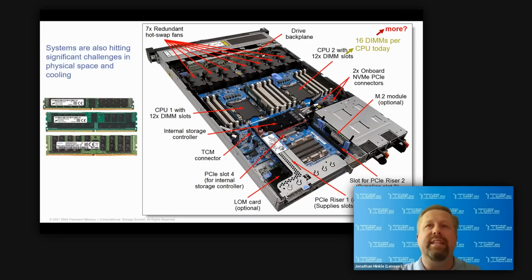Also in data center systems, this is a server, a two-processor server. We're hitting significant challenges with the physical space that we have to plug in the DIMMs. You can see the DIMM slots that are plugged in directly next to the processor. And this one has 12 DIMM slots, so 6 per side. If you have more than that, 16, then that fills up the entire space end to end in this server. And how do we expand past that space? It's going to be harder and harder.